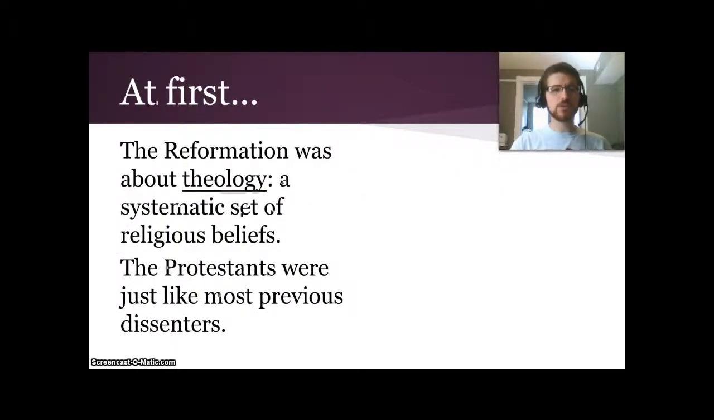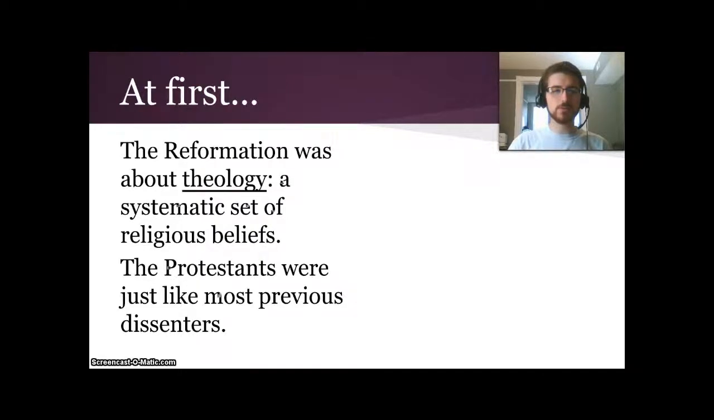So at first, the Reformation was all about theology, which is a systematic set of beliefs about religion. And generally, a person who studies that is called a theologian, and they sit around and think and talk and write about what is correct and what is incorrect in religions.